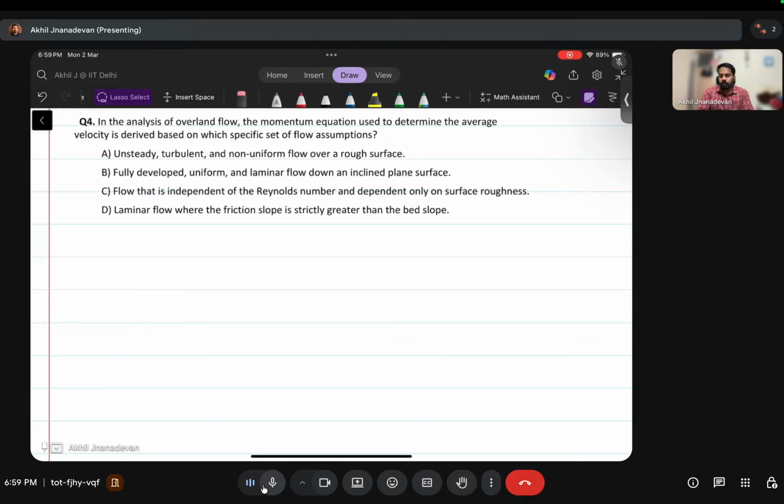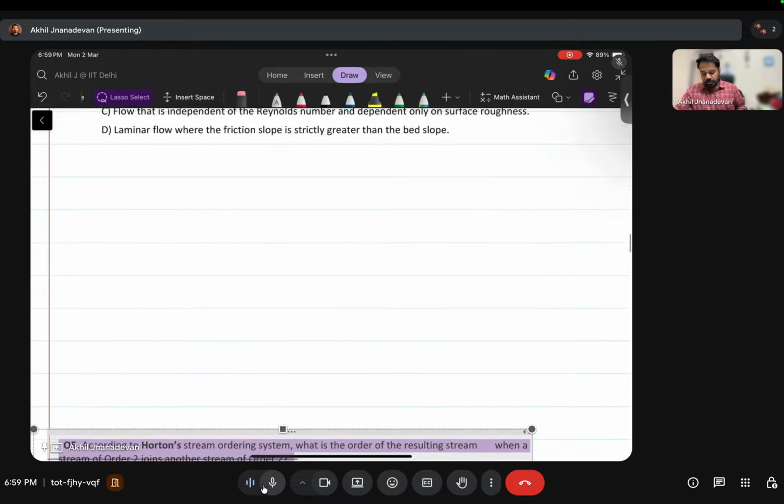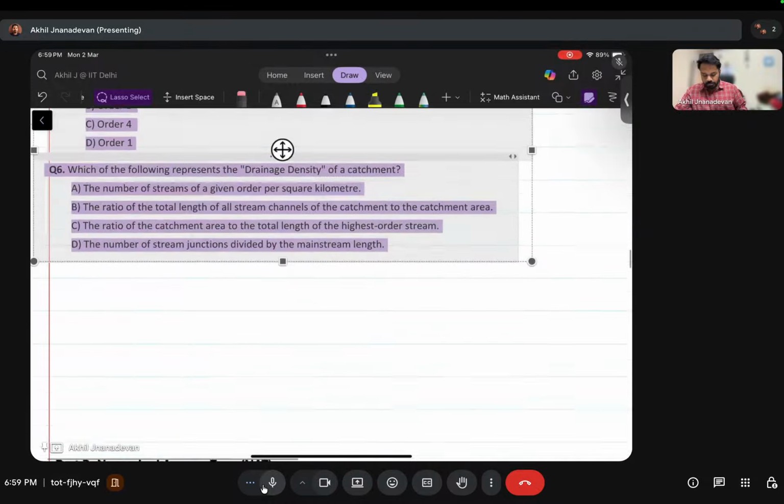Similarly, to model the overland flow process, what is the momentum equation used to determine the average velocity, based on the specific set of flow assumptions? So what are the flow assumptions that are set before we derive the momentum equation for modeling the overland flow? That is the question. So we need to know the assumptions that are taken while deriving the momentum equation, right?